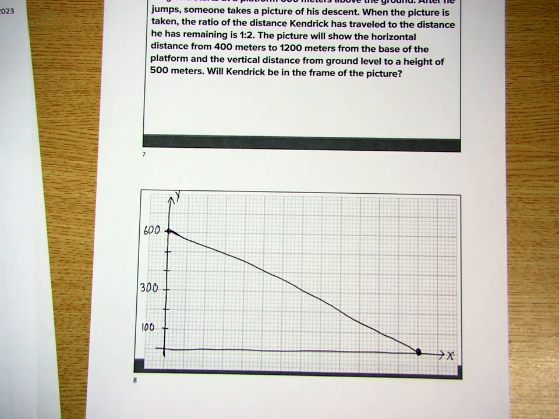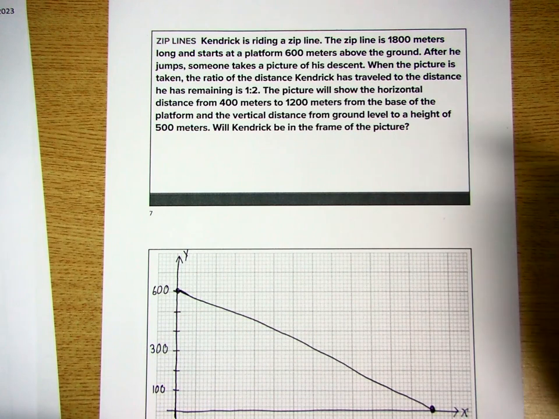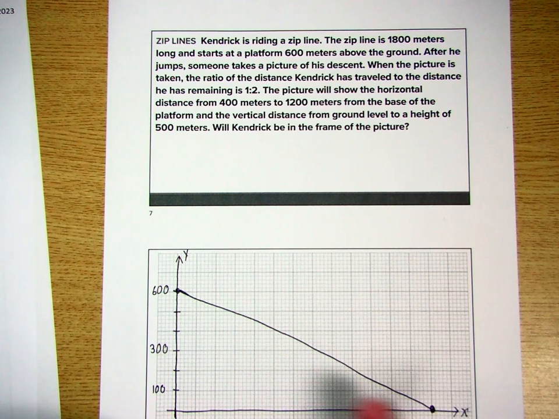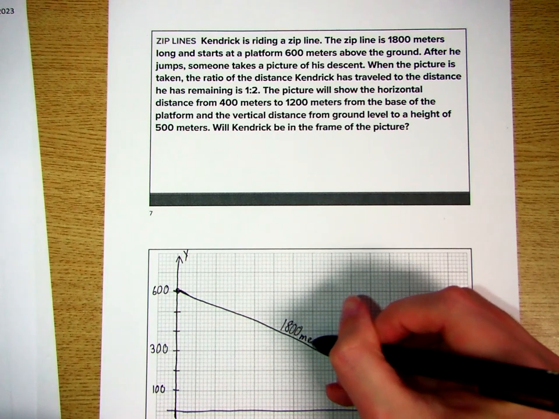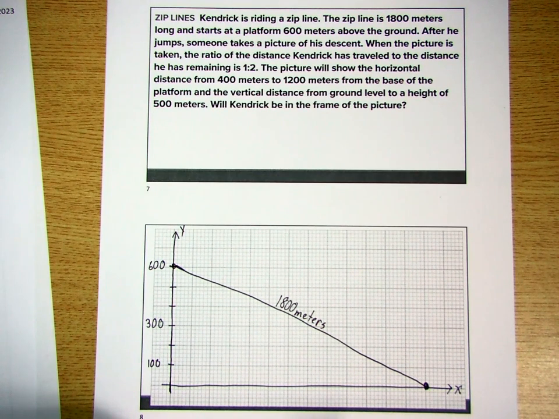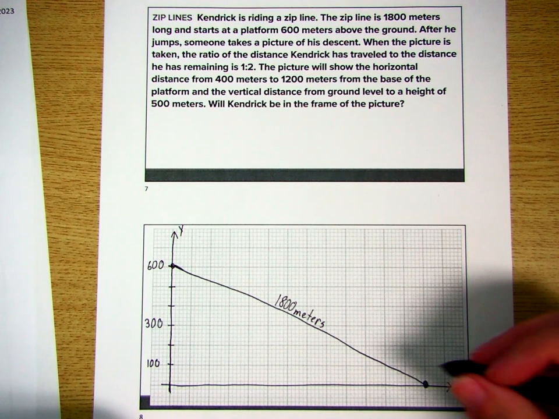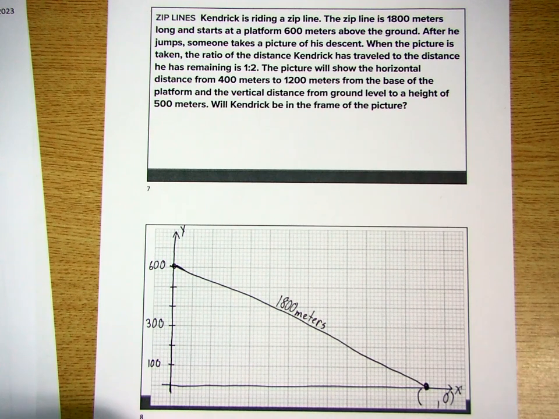Now the first challenge is that the question asks you to think about something else. The zip line is 1,800 meters, not horizontally, but diagonally. This is 1,800 meters. So the first real thing we need to do is find where this ending point is. We know its height is going to be 0, but we don't know its x value.